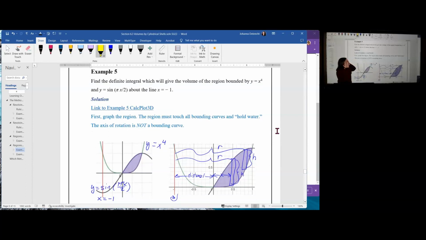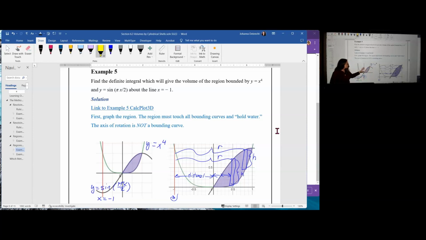In example 5, we're starting with the region bounded by the power function y equal x to the 4th. This, of course, resembles an upward opening parabola, but it is much flatter at the bottom than a normal parabola, and it goes up steeper once it gets outside of the interval -1 to 1. The other curve is the sine of pi times x divided by 2. And you can see that one here in black. And it looks like a typical sine function.